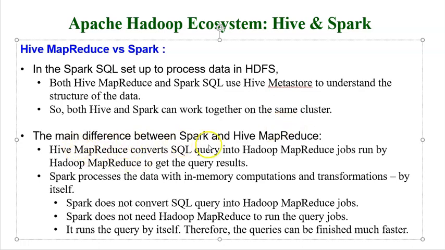But the main difference between Spark and Hive MapReduce is what? Hive MapReduce converts the SQL query into Hadoop MapReduce jobs that are run by Hadoop MapReduce to get the query result. Spark processes the data with in-memory computation and transformation by itself. It does not have to convert the SQL query into a Hadoop MapReduce job. It does not need Hadoop MapReduce to run the query job. It runs the query by itself. And that way, it can finish the job much faster.